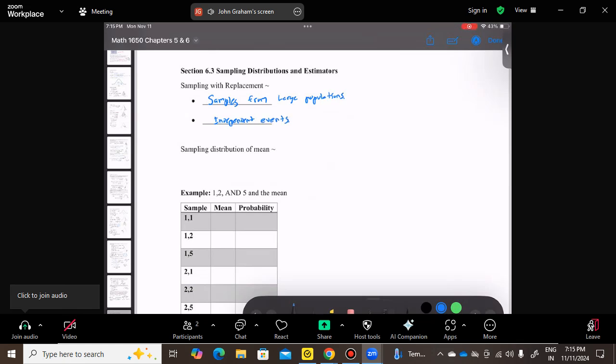Now we're doing sampling of samples. And so a sampling distribution is a probability distribution of sample means where all samples are the same size.